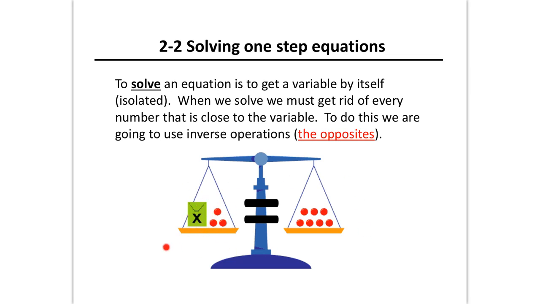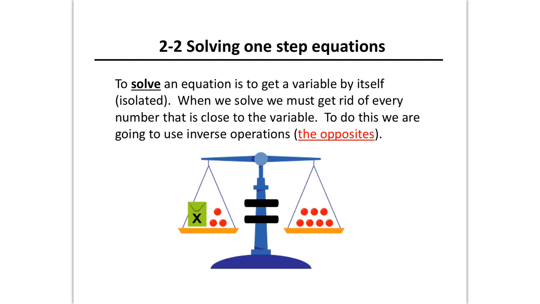Well, to keep that balance, we must have 7 balls on this side too. 7 and 7. So that means we need 4 inside of the bag plus the 3 outside to make 7. And that's the value of that variable, the x. So that's what an equation is. You just want to keep the balance, and whatever you do to one side, you have to do to the other side.